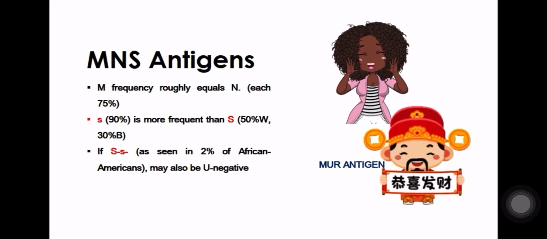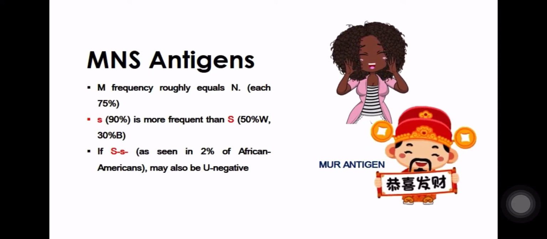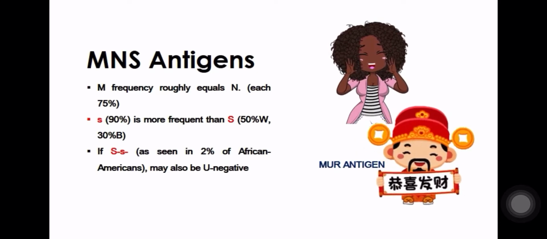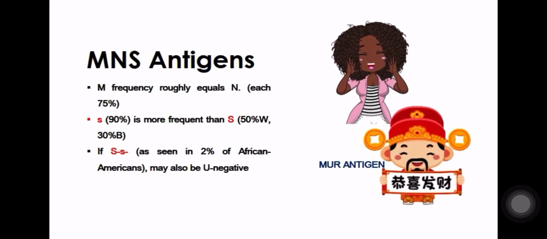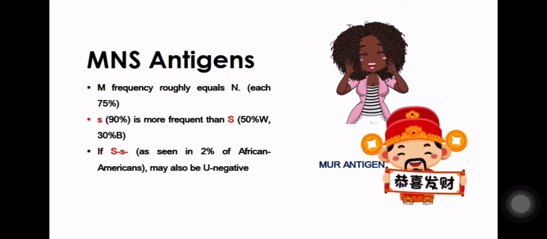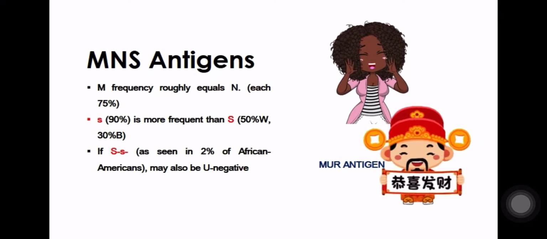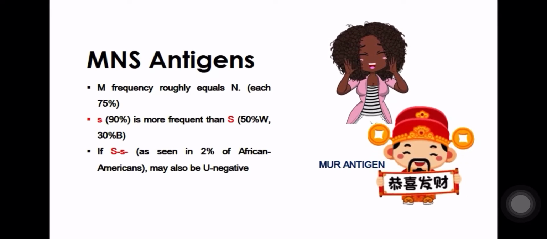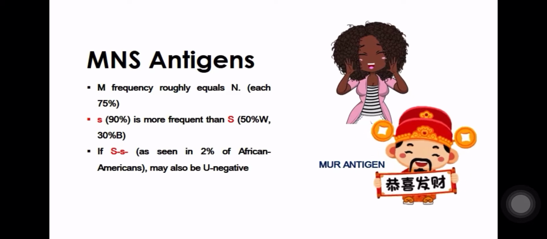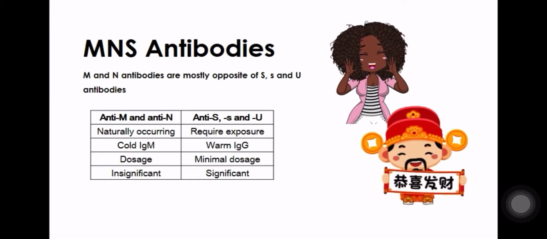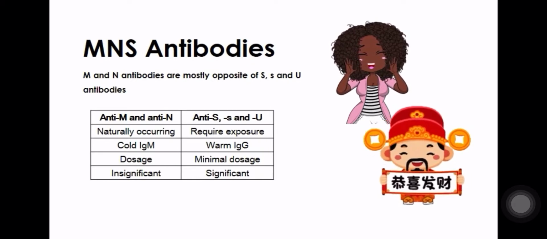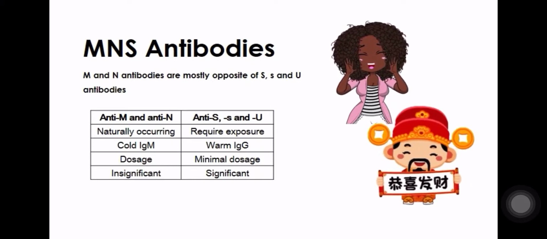If the individual is S negative, he or she may also be U negative. S negative is seen in 2% of African Americans. Remember that U is a extremely high frequency antigen, and we also have the Mur antigen. The Mur hybrid antigen is seen in nearly 10% of Chinese. Also, Vicia graminea lectin reacts against N antigens. Significant antibodies can form, more frequent in some areas than anything, but anti-A or anti-B.